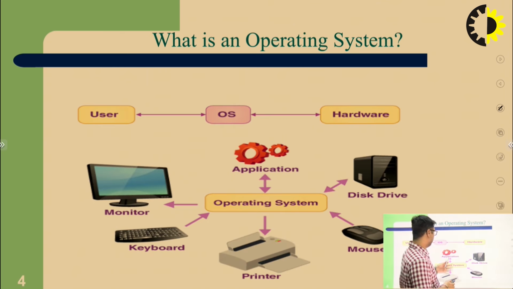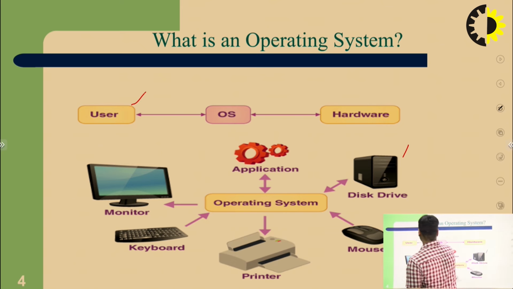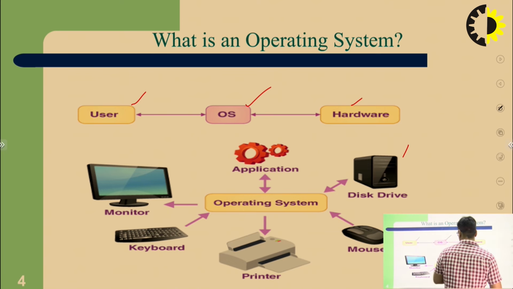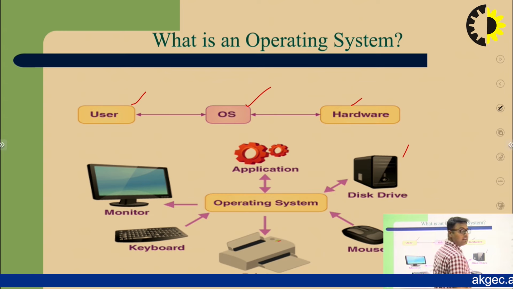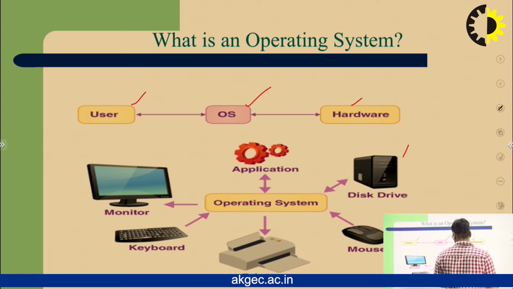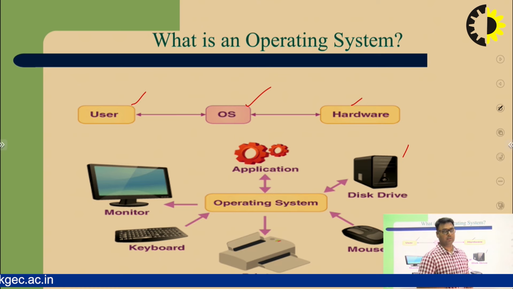Here are some pictures. First is the user, then the operating system, and then the hardware. That means the operating system is an intermediate between the user and hardware. Application is also called system software, and operating system is also called system software. The user first interacts with the applications and operating system, and then accesses the printers, keyboard, disk drive, anything. This is the main scenario of the operating system in a computer organization and computer system.